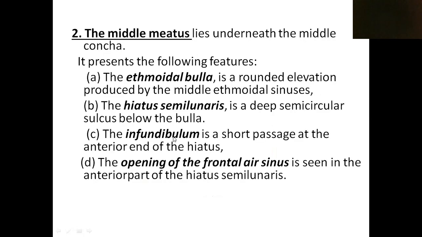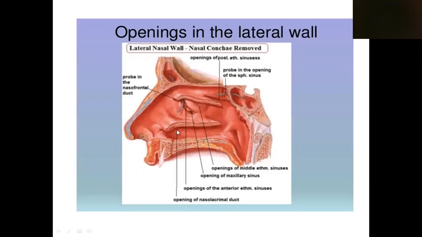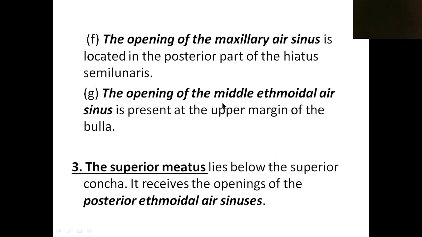So these are the features of the middle meatus. The inferior meatus has one small slit-like opening, the nasolacrimal duct. The middle meatus has one rounded elevation, the ethmoidal bulla. Below that, the hiatus semilunaris with three openings: frontal, anterior ethmoidal, maxillary. On the ethmoidal bulla, the middle ethmoidal air sinus. Then below the superior concha, we have the superior meatus, which has only one opening, the posterior ethmoidal air sinus.